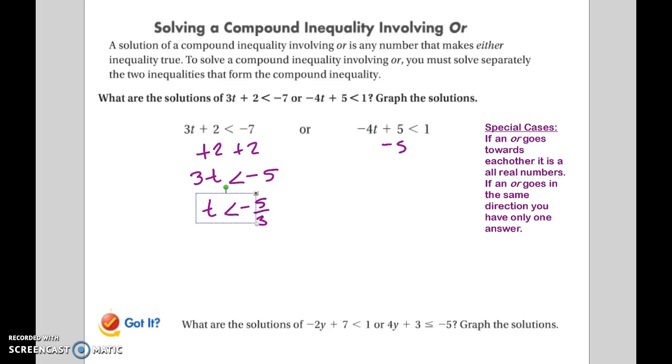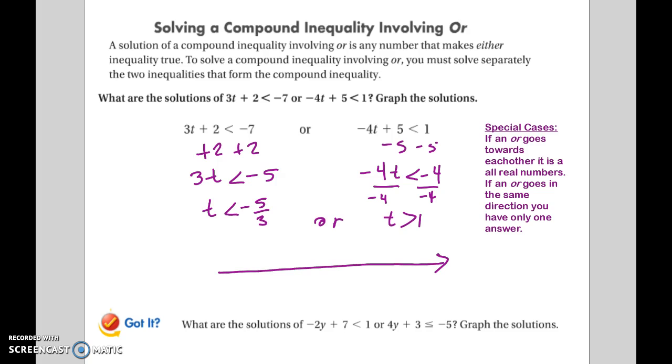Okay, then we solve the other side. Remember your inequality rules. If you divide by a negative, you must flip the sign. So now we have t is less than negative 5/3 or t is greater than 1.